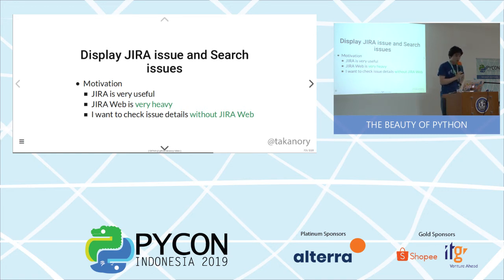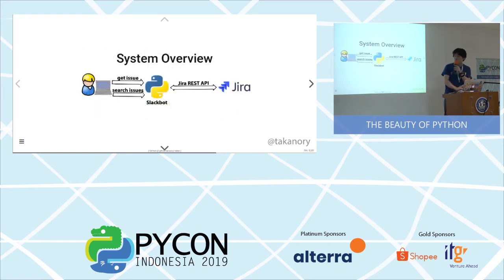Okay. Motivation. PyCon JP managed several issues with JIRA. JIRA is very useful, but the JIRA web is very heavy. I want to check issue details without the JIRA website. This is the system overview. I send a get issue or search issue command, then the Slackbot gets issue information with the JIRA REST API.